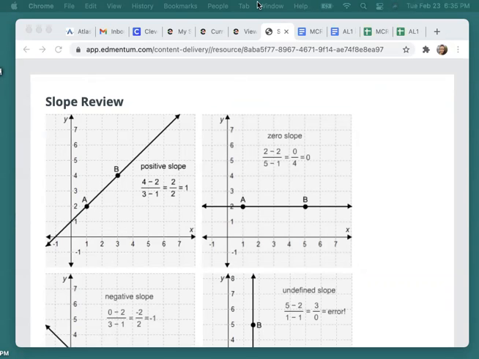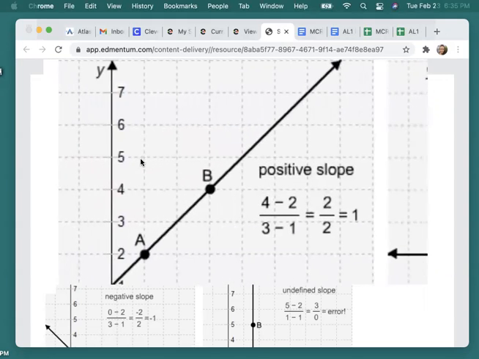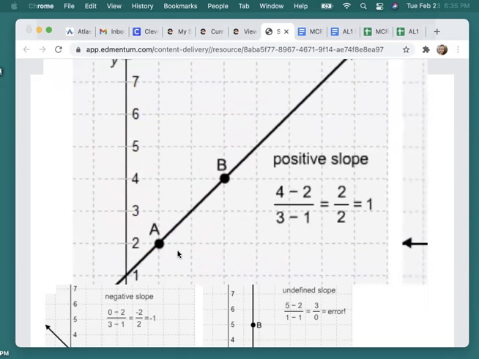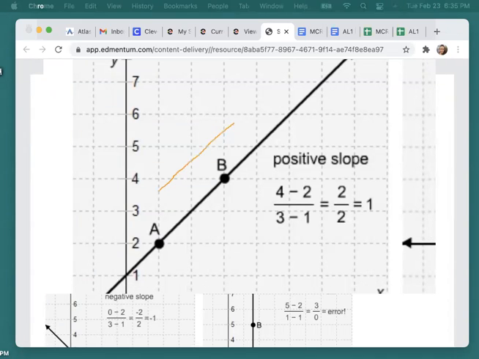This is Algebra 1A, Unit 1, and I'm going over slope review. If I can zoom in, this first graph here is a positive slope. So moving left to right, if it's going up, it is a positive slope. So this means it's positive left to right.